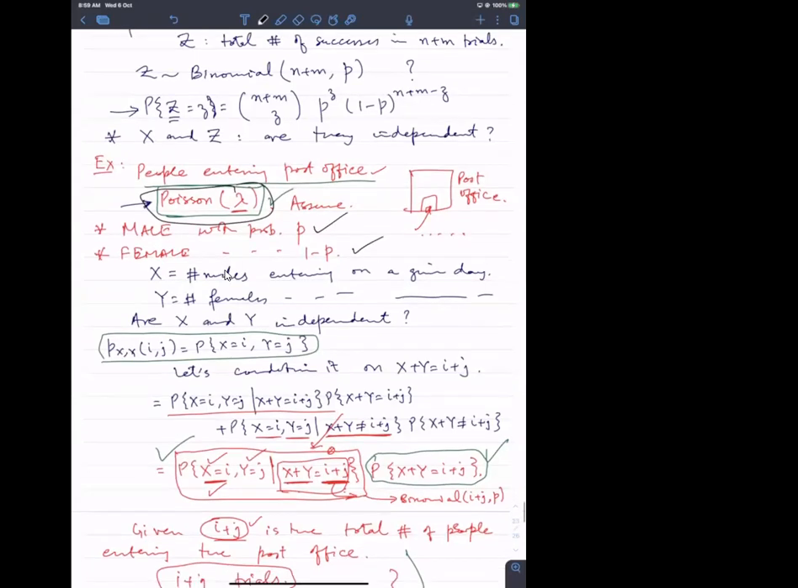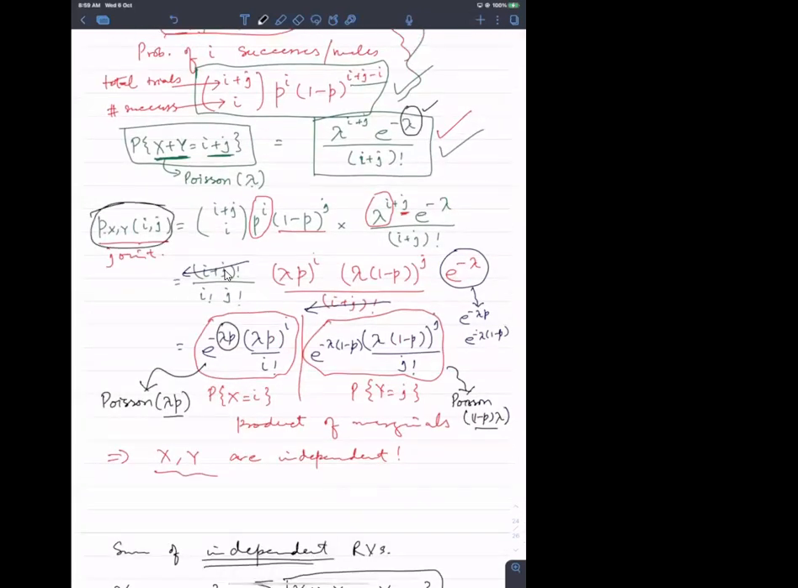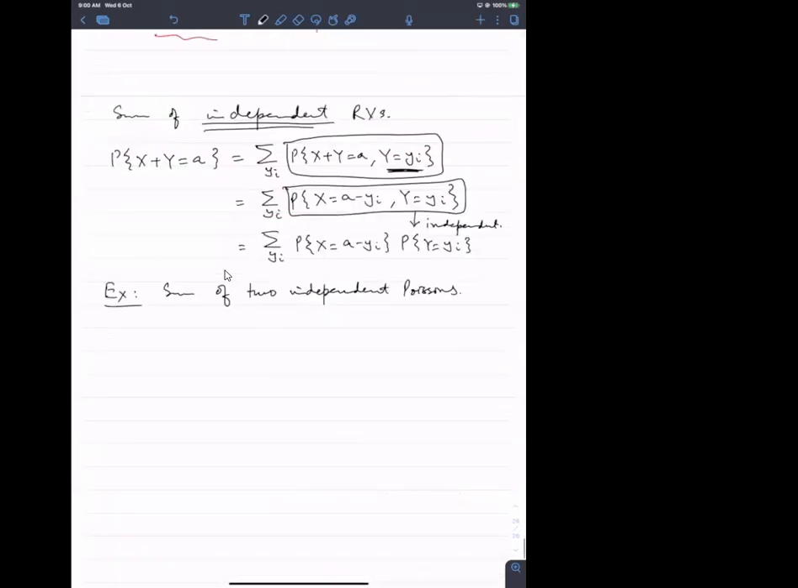हमने ये देखा कि this joint probability will turn out to be equal to Poisson lambda p and Poisson 1 minus p lambda. So males को अलग कर दिया और females को अलग कर दिया. Males का जो average rate है is lambda times p. Lambda is the average rate of the total number of people entering the post office. Fraction p of those are males, fraction 1 minus p of those are females. तो females और males का जो rate है उनको add करके आपके पास lambda होना चाहिए, which is the total rate. Now let's talk about the sum of two independent Poissons.